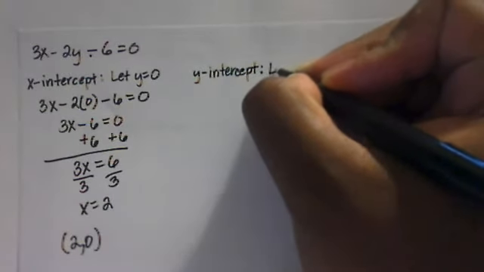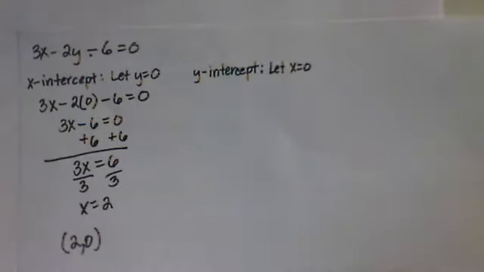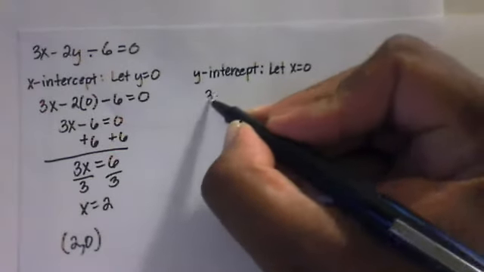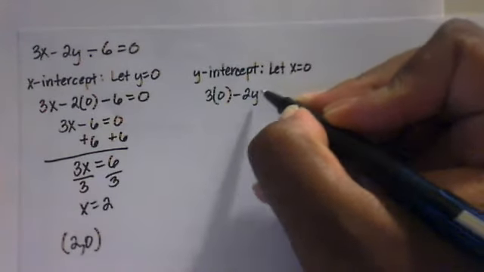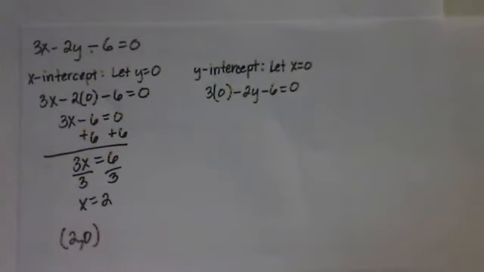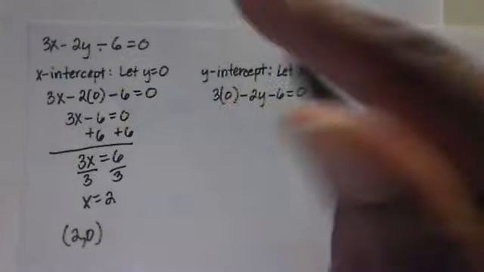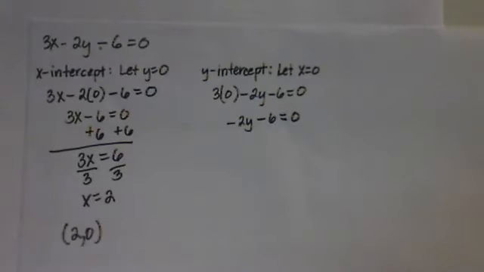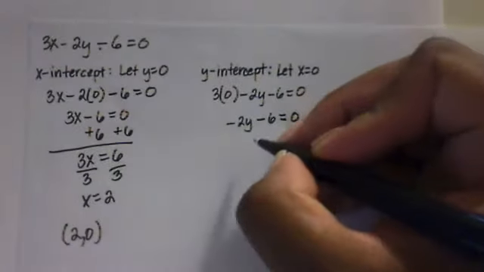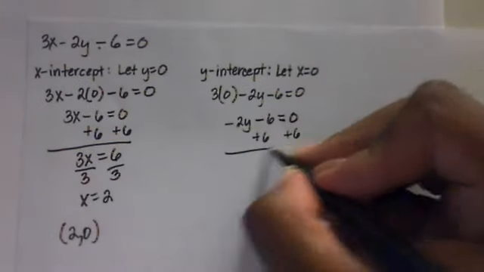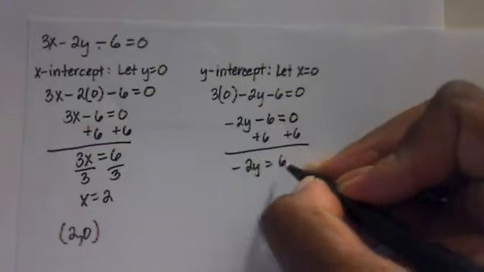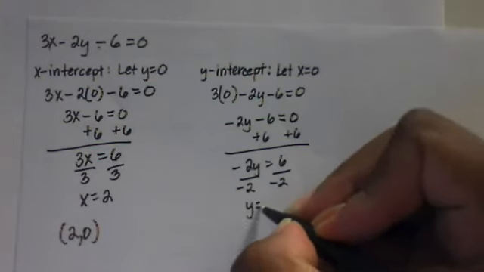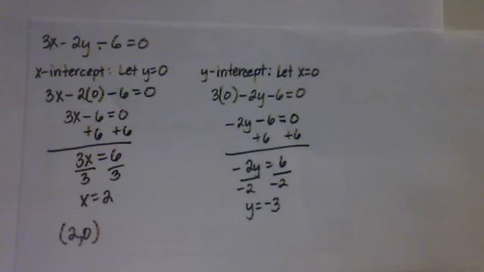To find the y-intercept, you let x equal 0 and solve for y. So we're going to replace the x in our equation with 0. So you can have 3 times 0 minus 2y minus 6 equal to 0. And here, 3 times 0 is 0. So you're going to be left with negative 2y minus 6 equal to 0. And then to get the negative 2y by itself, you want to add 6 to both sides to get negative 2y is equal to 6. And then to get the y by itself, we divide by negative 2. And y is going to be equal to negative 3.